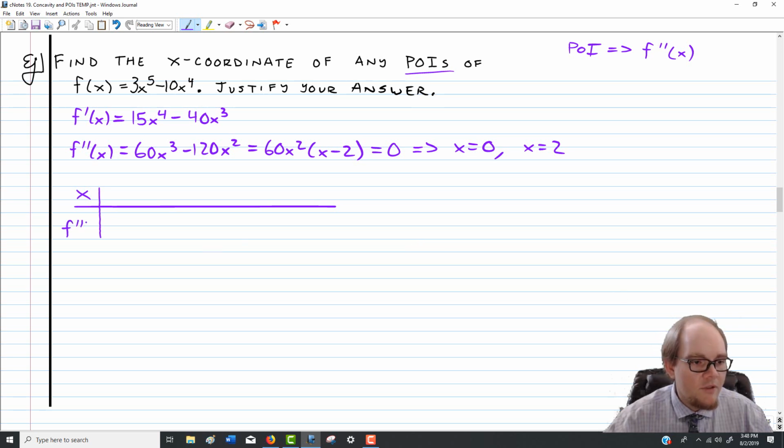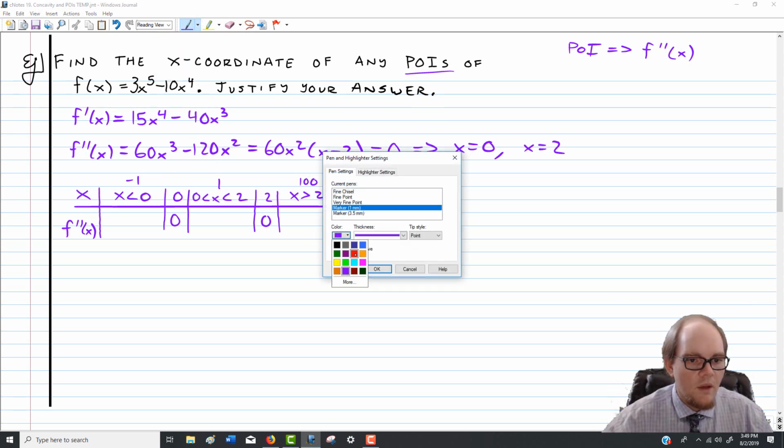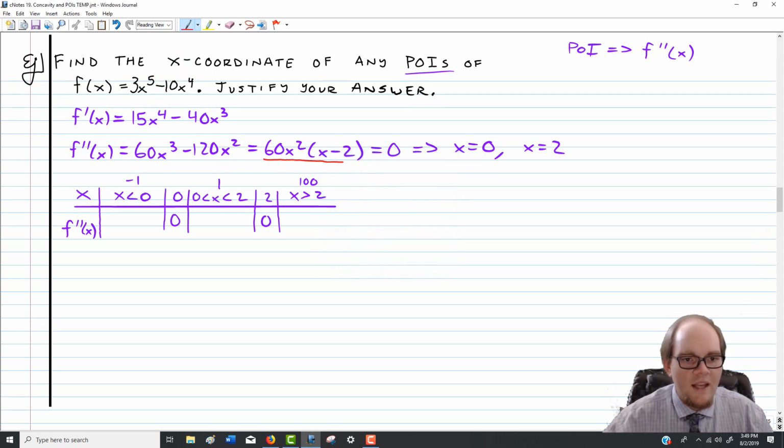So take a look at what happens with our values of f double prime using those two values worthy of investigation. So I'm going to go 0 and 2. We know the second derivative is 0 for each one. We want to look at values greater than 2, values between 0 and 2, and values less than 0. So in plugging in some numbers, I'll plug in -1, 1, and 100. And I'm going to make a big deal out of this when I plug these values into my second derivative.